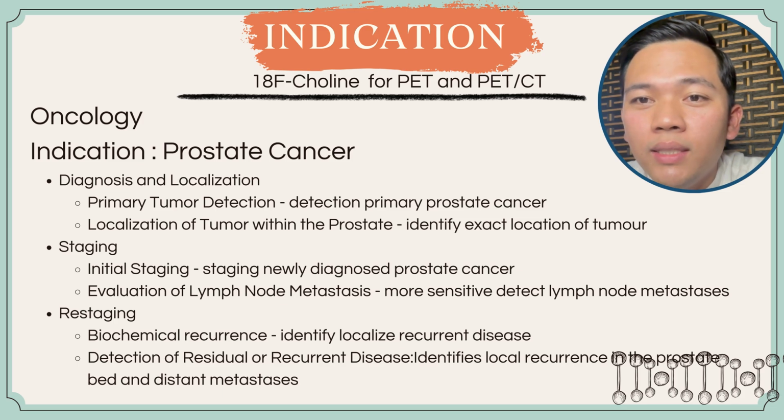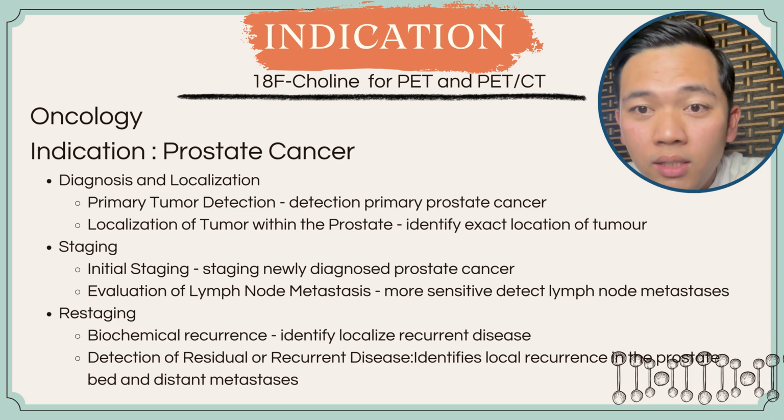Besides that, one of the key strengths of 18F Choline is the sensitive detection of lymph node metastasis. It can identify metastasis in lymph nodes that are not enlarged and might be missed by conventional imaging techniques, thus providing a more accurate assessment of the disease spread.